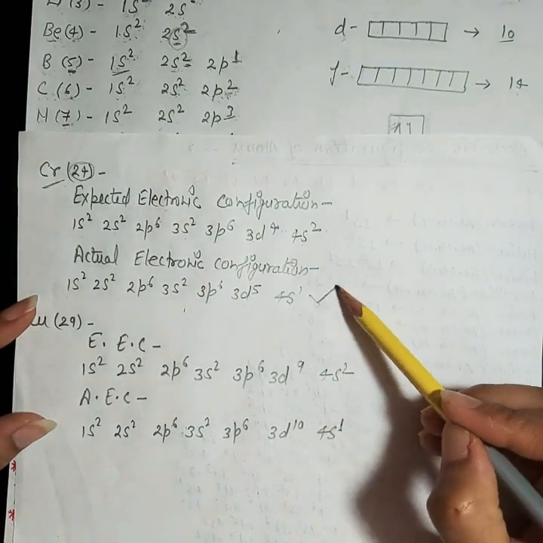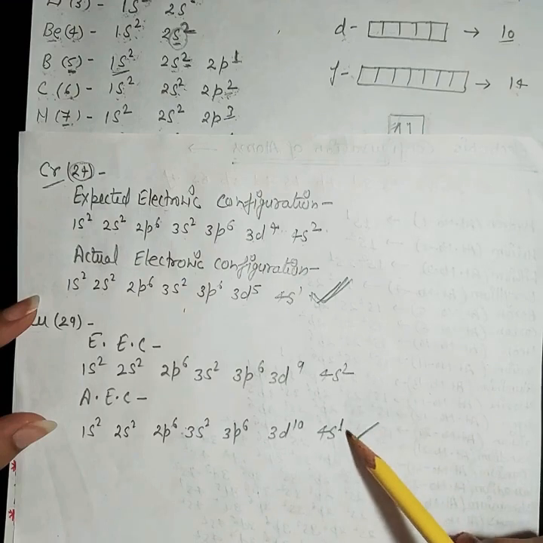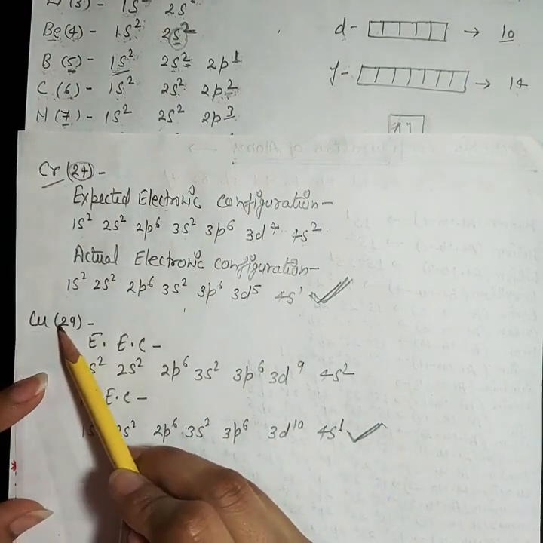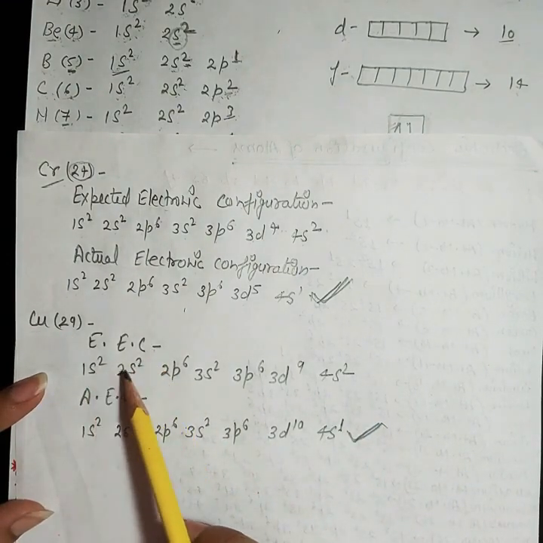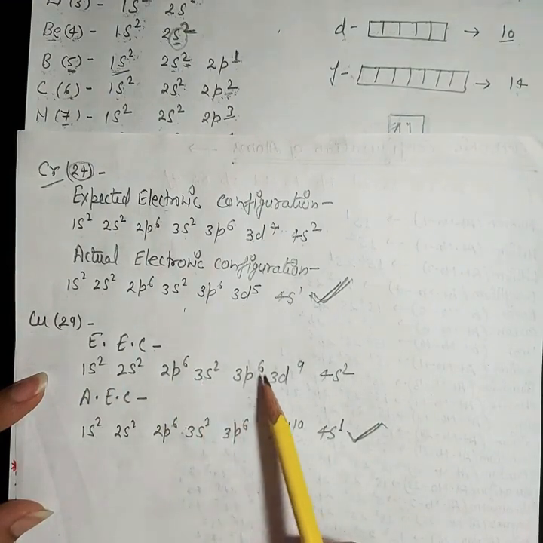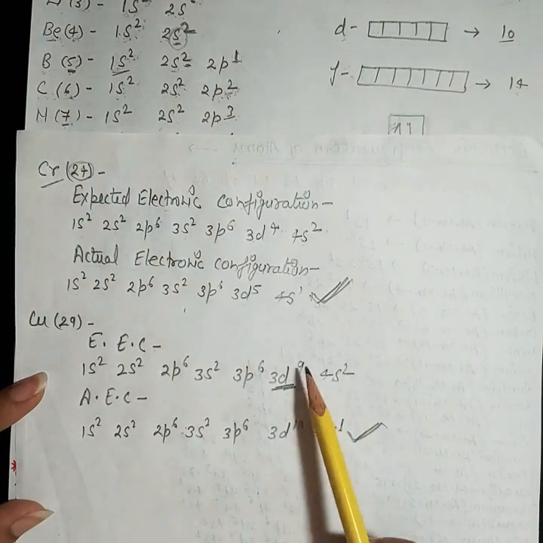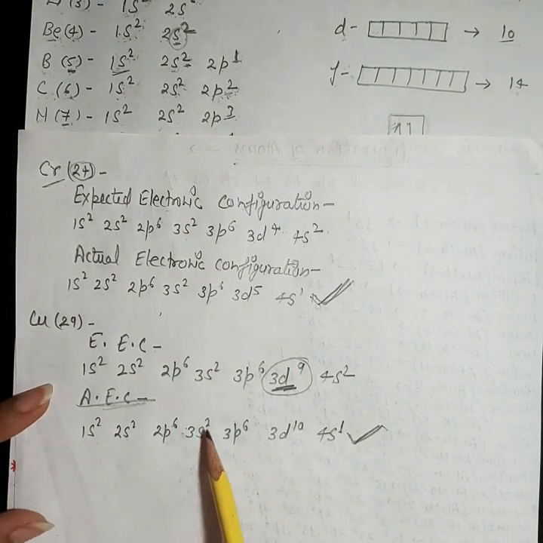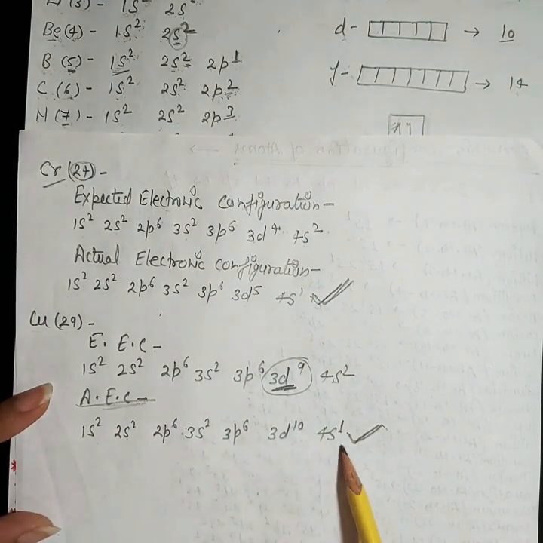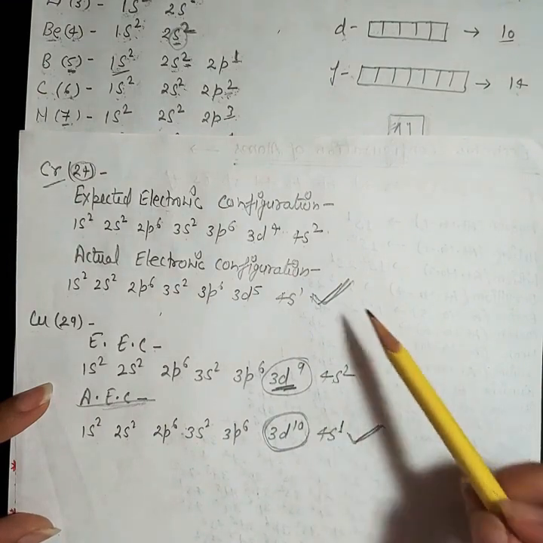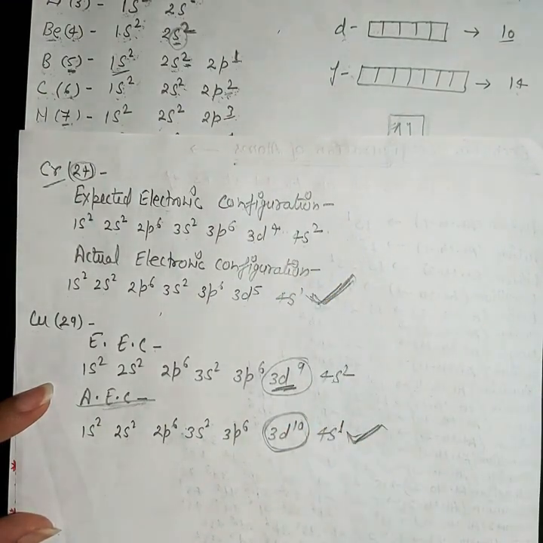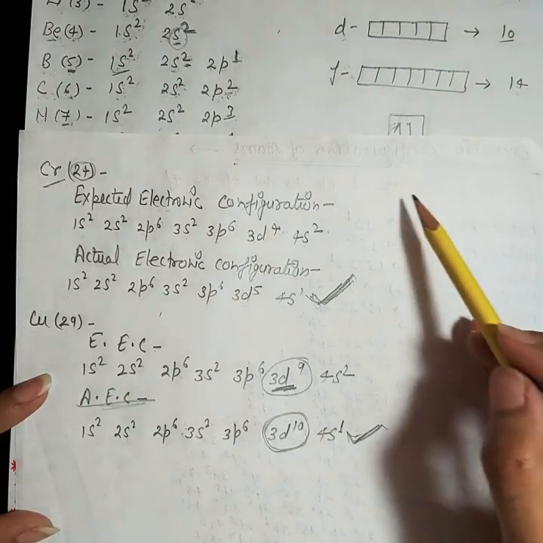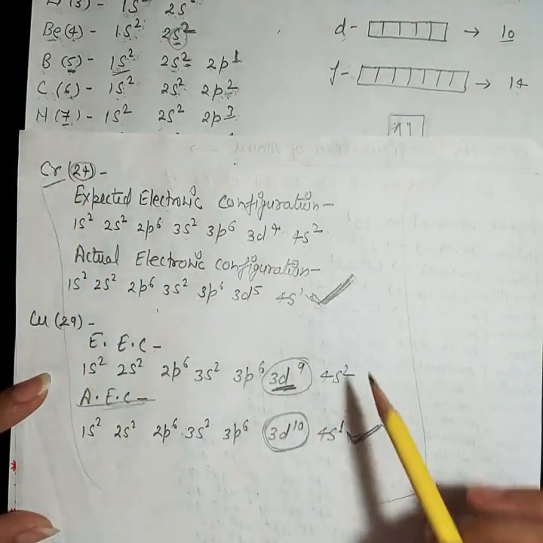And again for copper, the expected electronic configuration for copper is 1s2, 2s2, 2p6, 3s2, 3p6, 3d9, 4s2. But it shows the electronic configuration like this: 1s2, 2s2, 2p6, 3s2, 3p6, 3d10, 4s1. So for the time being, remember these two cases, and the reason for this behavior we will discuss in another video. So remember these two.